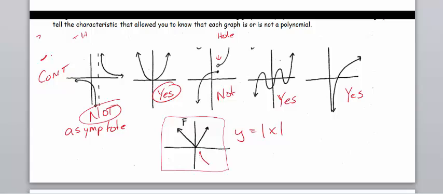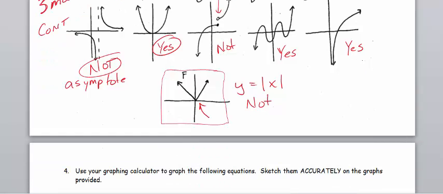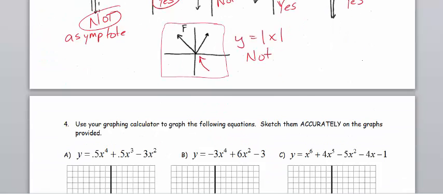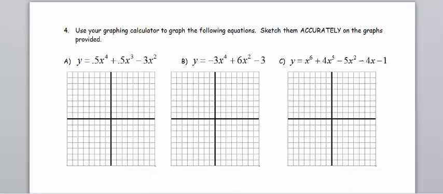However, because of this point down here, that's a cusp, and so this is not a polynomial function because it has a cusp down there at the bottom. Let's move on to our next page. We're now going to look at 6 graphs on our graphing calculator, and we're going to need to take a break on it as you're watching this recording to graph each of these.